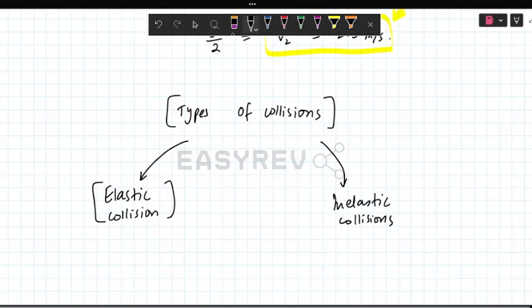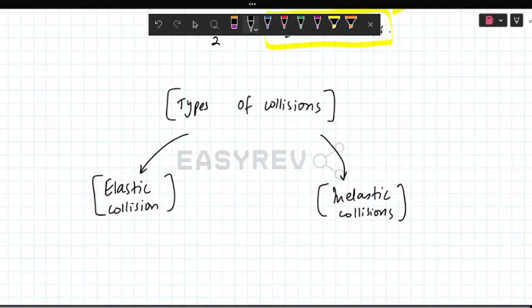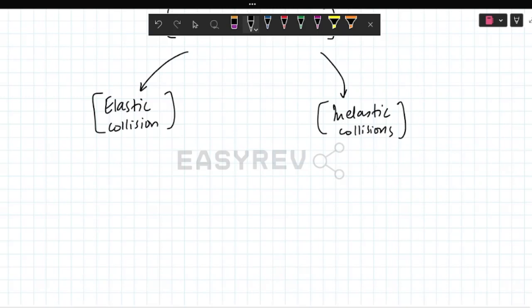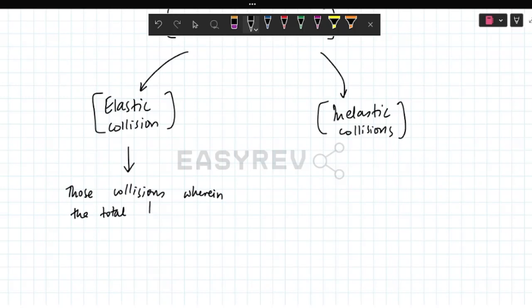Now it turns out that they're not categorized based on whether or not they obey the principle of conservation of momentum. That's not possible if you think about it, right? Because the principle of conservation of momentum is something quite universal, so you'll always expect it to work no matter what. The factor based on which these two types of collisions arise is based on whether or not they conserve kinetic energy. In that sense, we define elastic collisions as those collisions wherein the total kinetic energy stays conserved.